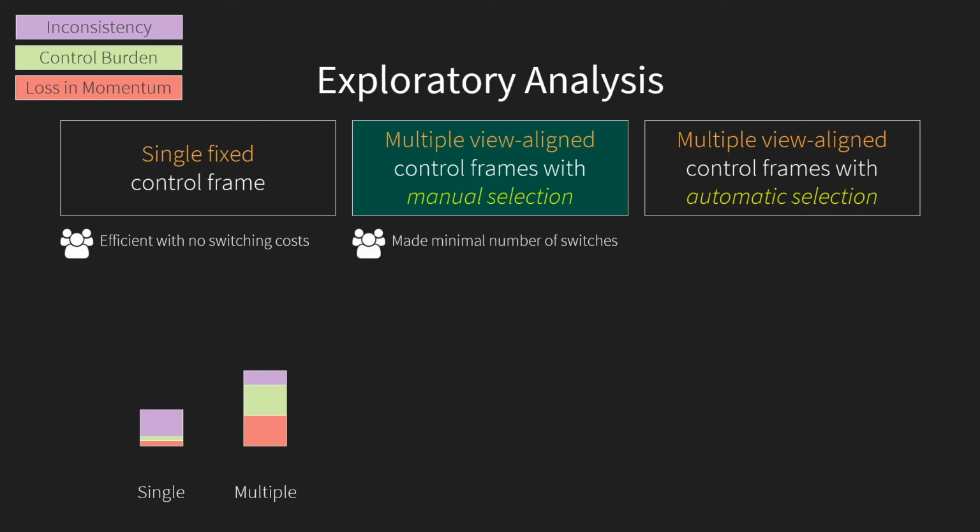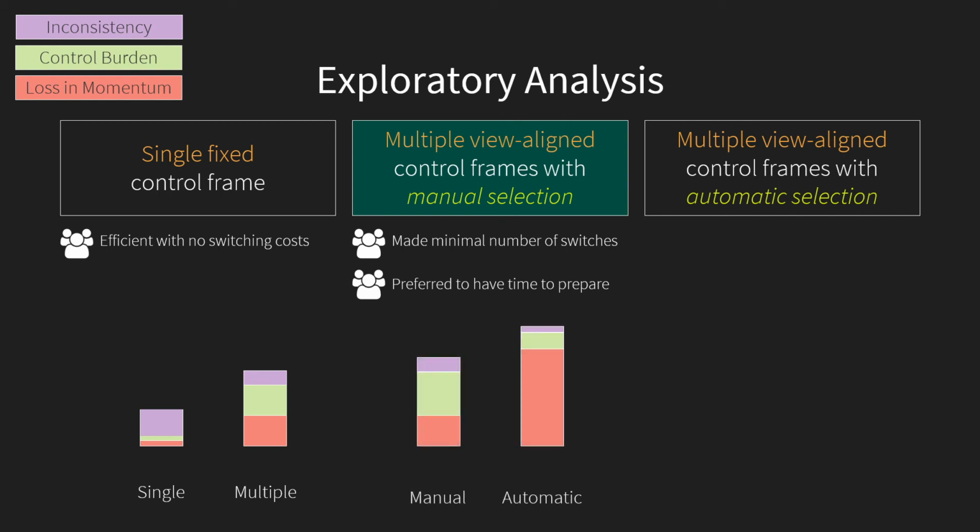One group made a minimal number of control frame switches only when they deemed the switch absolutely necessary. Another group preferred to have time to think and prepare for the loss in momentum. For both these groups, the loss in momentum during automatic selection outweighed the control burden of manual selection.